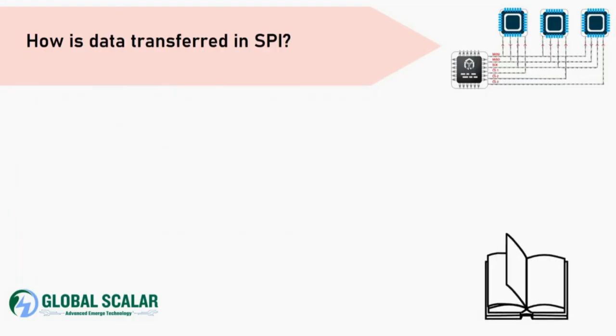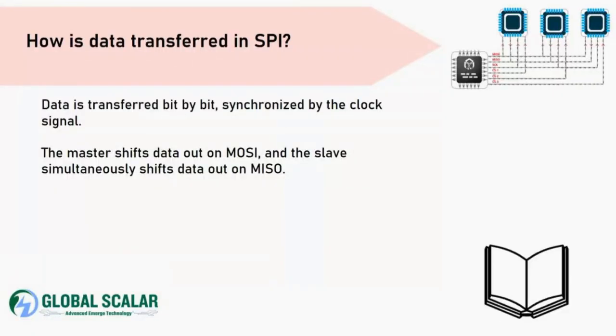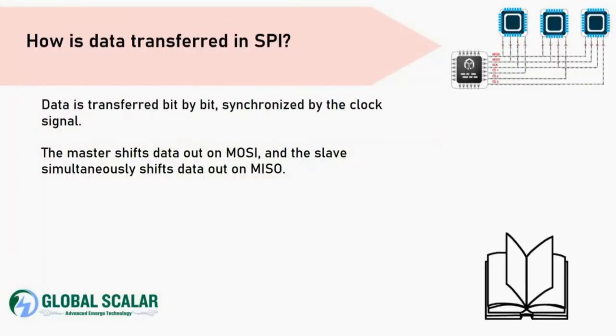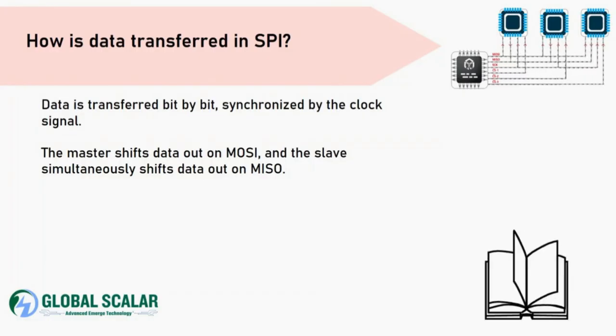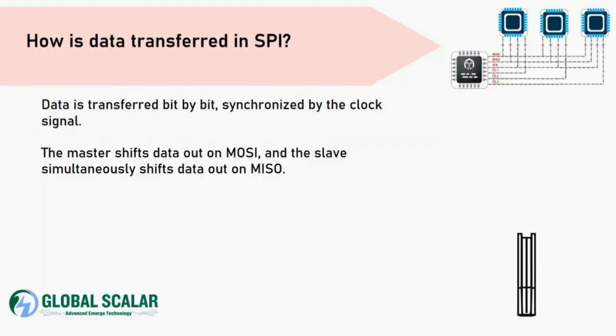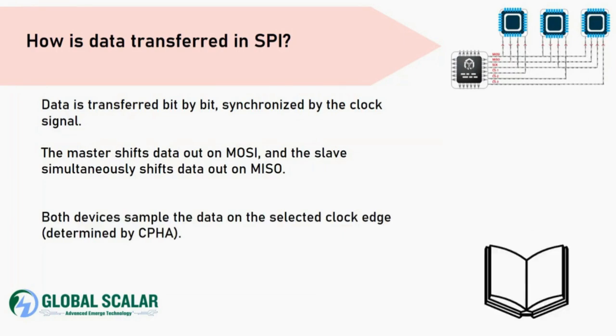How is data transferred in SPI? Data is transferred bit by bit, synchronized by the clock signal. The master shifts the data out on MOSI, master out slave in, and the slave simultaneously shifts out data on MISO, master in slave out. Both devices sample the data on the selected clock edge determined by CPHA.